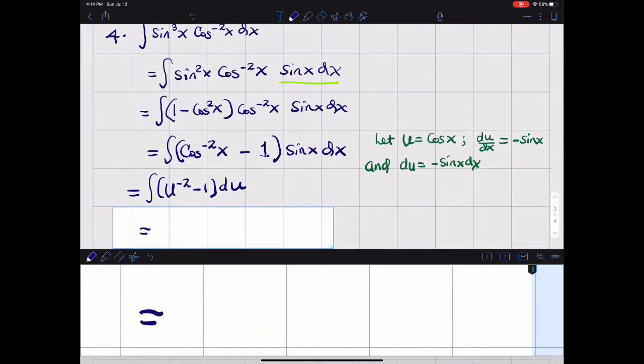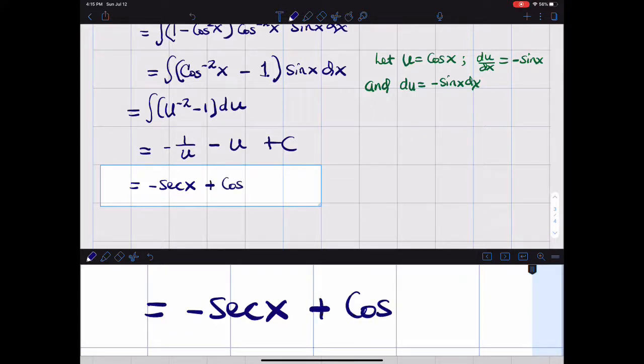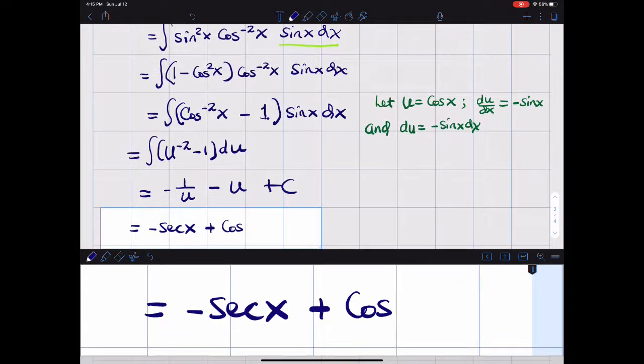So u to the power of negative 2, if you find the integral, is negative u to the power of negative 1, which we can write as negative 1 over u, minus u, plus c. Our u is cosine, so negative 1 over u is negative secant of x, minus cosine of x, plus cosine of x. Minus and cosine and plus. Something wasn't working. Something is wrong. I screwed up. Sorry about that.